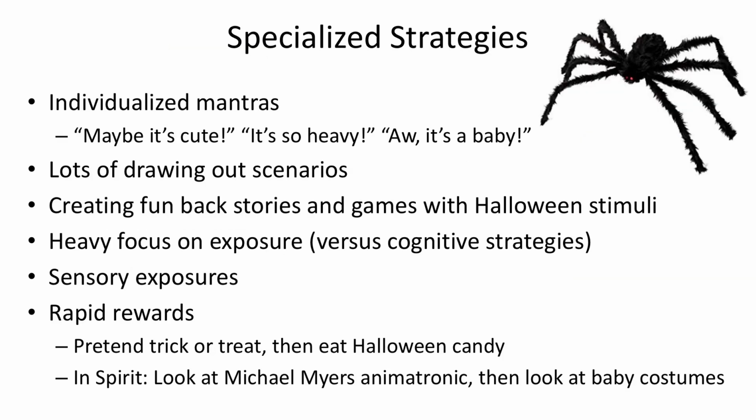So some examples of specialized strategies that helped Bianca go through that hierarchy that I just went through are things like very individualized mantras. So this is very different from what you would expect, like, I can do it, I can do anything, I can face it, things like that. These are just things that she was able to say, and I was able to say with her, that would make her feel more brave or more confident in a situation. Like, maybe it's cute. Even about the animatronics, the spooky twins. It's so heavy. I'm going to demonstrate this one for you.